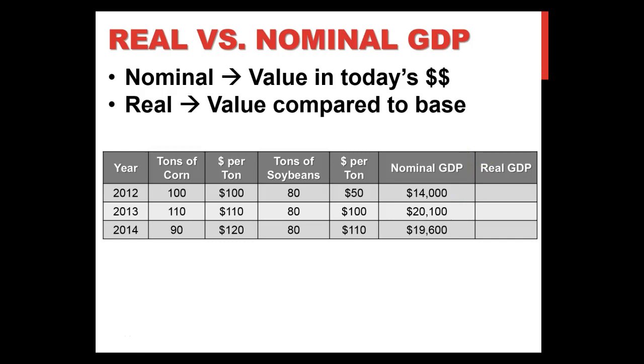To find out for certain, we need to see whether GDP is increasing because the prices are going up or because we're producing more items. And that's where real GDP comes into play, because now we're going to eliminate the effect of price changes and look at only the changes in output. Now, real GDP in a base year is always the same. So if we choose 2012 as the base year, then the nominal GDP will be the same as real GDP.